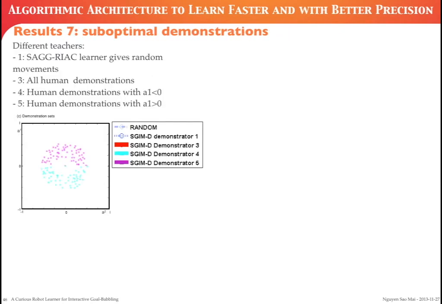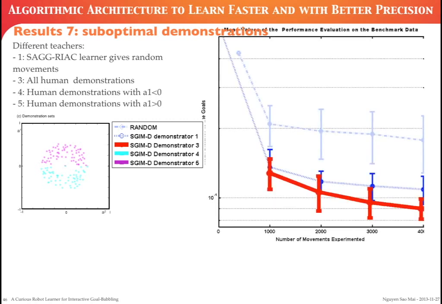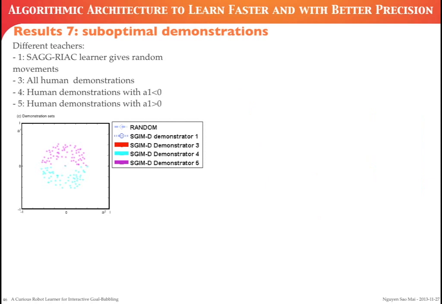The third question we investigated is how robust it could be to suboptimal or sparse demonstration sets. So we have the two teachers, one and three, and now we have teachers four and five, which are actually subsets of teacher three. So four is demonstrations of teacher three that reach points behind the robot, whereas demonstration five are points that reach outcomes that are in front of the robot. And again, we plotted the error with respect to time.